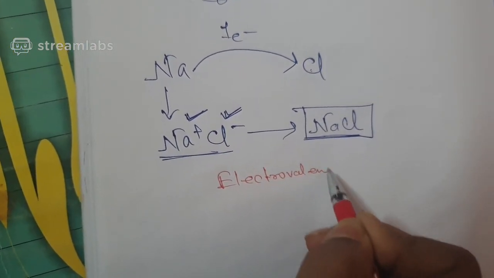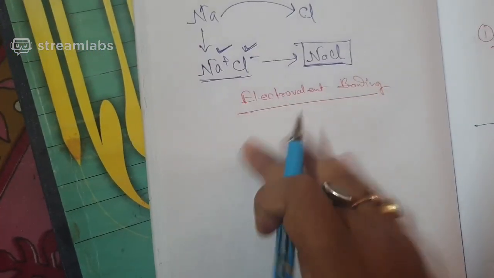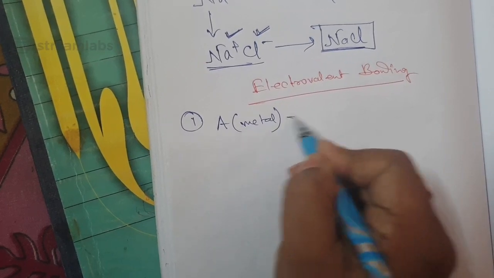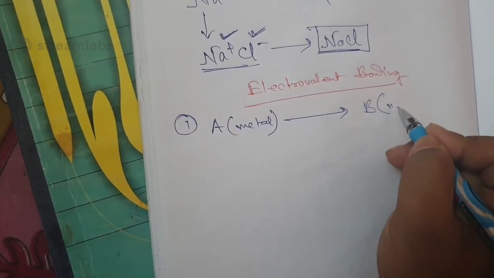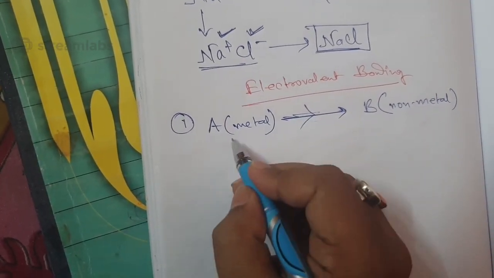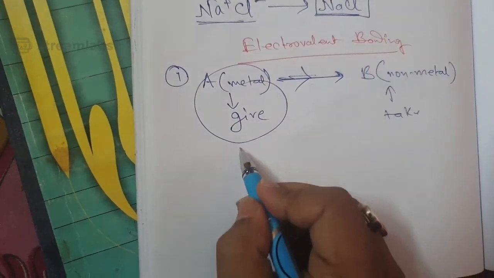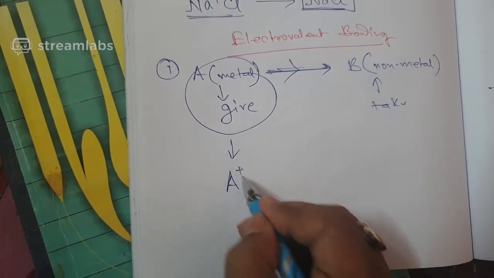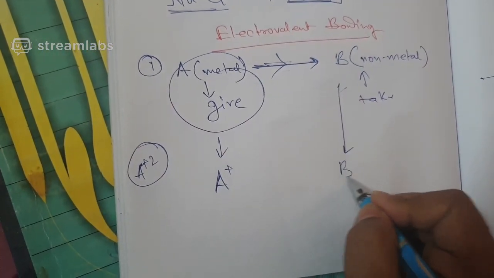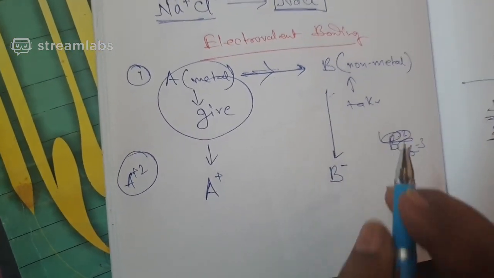So, I hope that you have understood that in electrovalent bonding, the first step is that one element A, which is the metal, will give the electron, and another element B, which is a non-metal, will definitely take the electron. When a metal gives the electron, it becomes positively charged, so it will become A plus or maybe A plus 2. But B will become B minus or B minus 2 or B minus 3. How many electrons are given or taken, I will come into that matter later on.